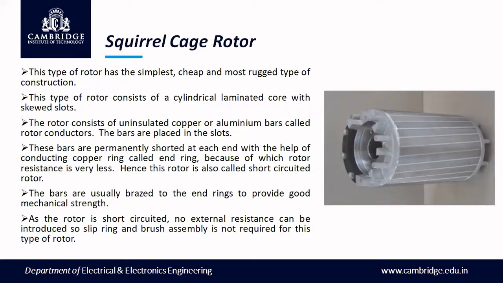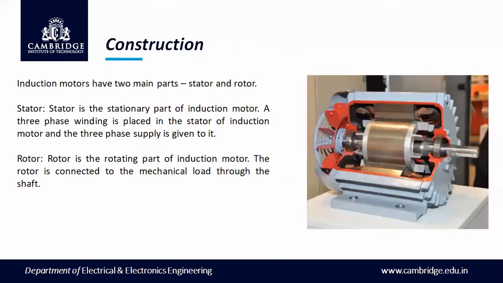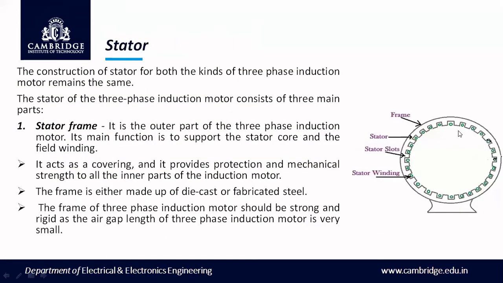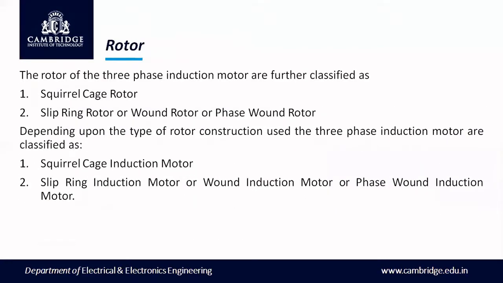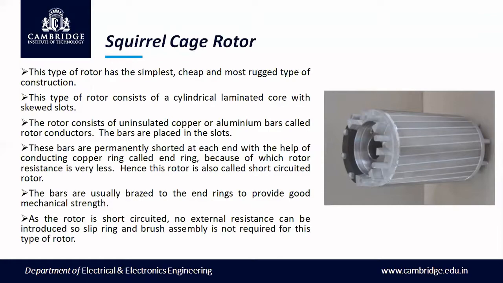Okay, so what is meant by squirrel cage rotor is, this type of rotor has the simplest, cheapest and most rugged type of construction. I'll show you what is rugged construction. You can see here this outer surface is not smooth. Instead it has a slotted construction. This type of construction is known as rugged construction, and it is always cheap, meaning it can be constructed economically, and the design is not complicated. That is why this type of construction is always preferred.